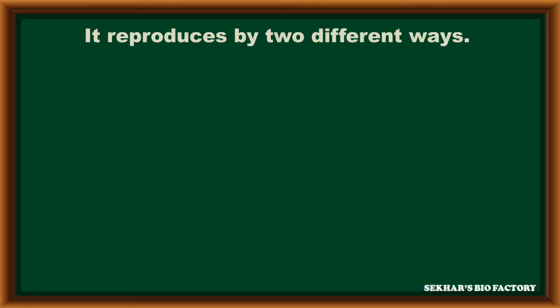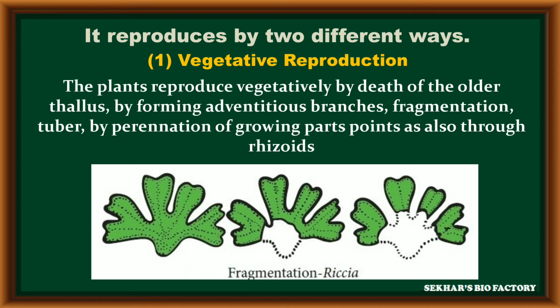During reproduction, these Riccia members perform reproduction in two different ways. The first method is vegetative reproduction. During vegetative reproduction, by the death of an older thallus, by formation of adventitious branches, by fragmentation, tubers, or by perennation of growing points, also through rhizoids. With these methods, vegetative reproduction takes place.